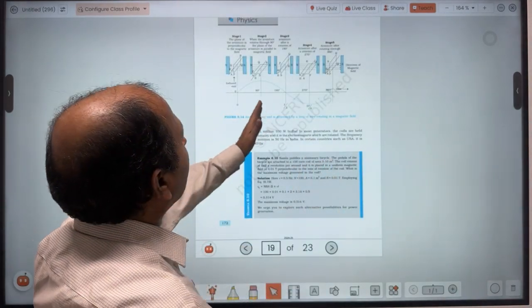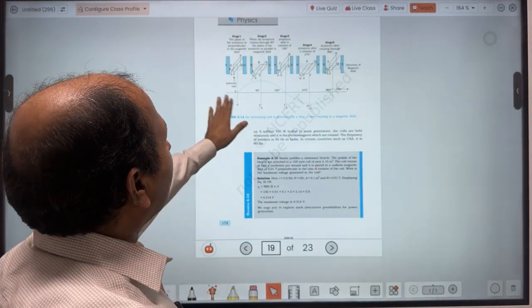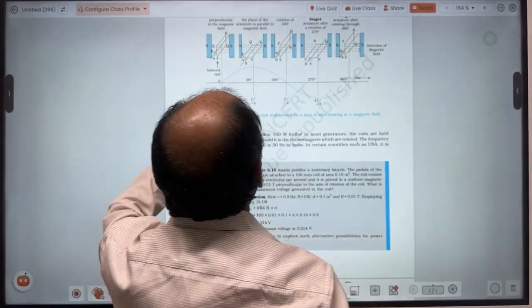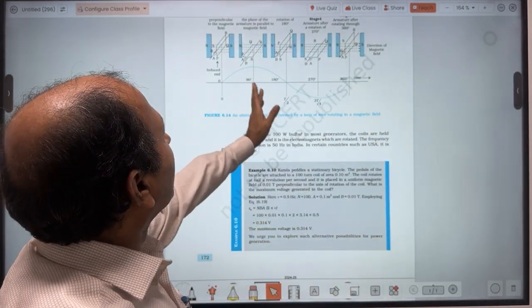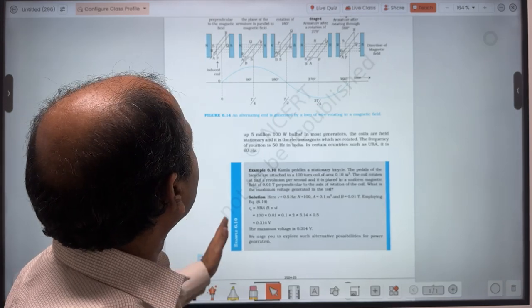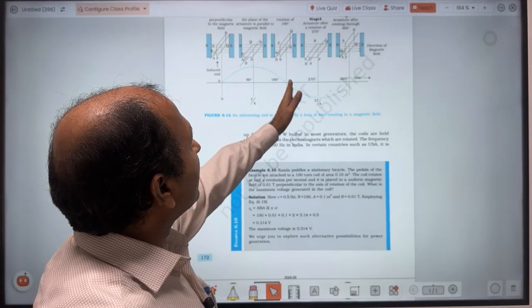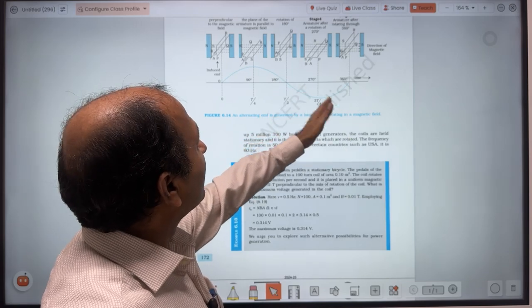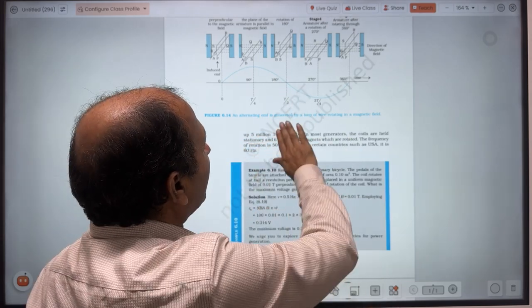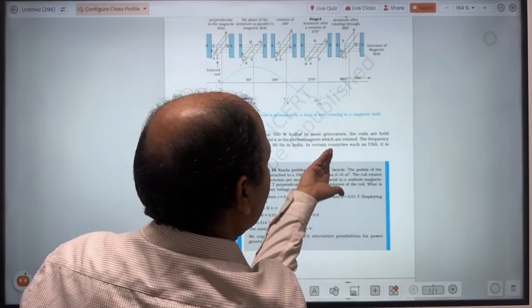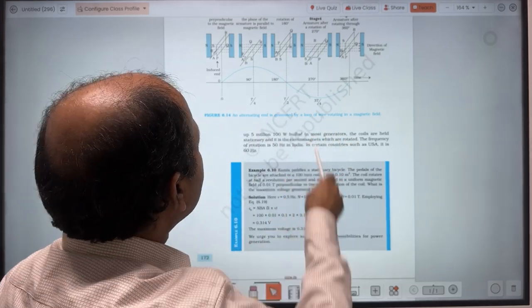Here the situations are shown. This is t by 4, a 1/4 rotation of the coil. Then what happens here? The coil will be perpendicular to the magnetic field, then it will further rotate, then it will be anti-parallel, and again it will go in another direction. So the coil is moving like this. First it is like this, then it becomes like this, then like this, then again it goes like this. So rotation is shown.